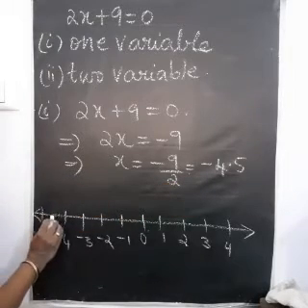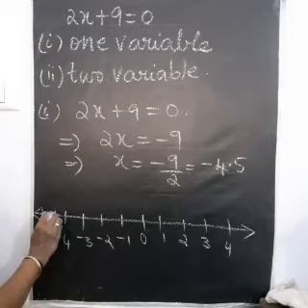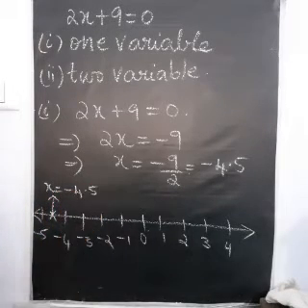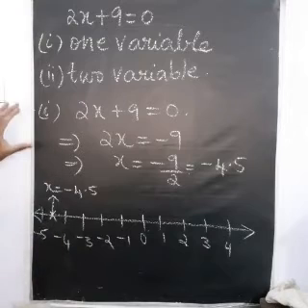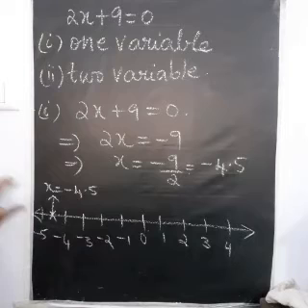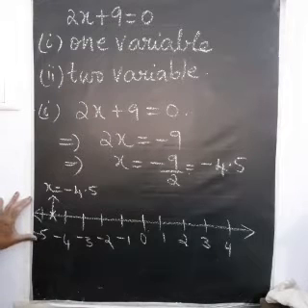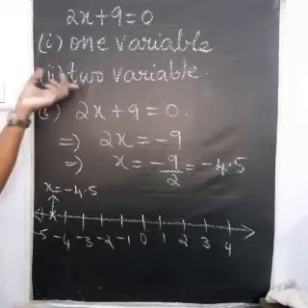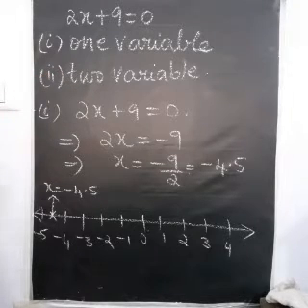4.5 will be this middle value, correct? So you will write this as x is equal to minus 4.5. So I have represented this equation geometrically on the number line. Now they want us to write it as an equation in two variables. When it is two variables, we have to mark it on the Cartesian plane. I hope you have understood this part, children.